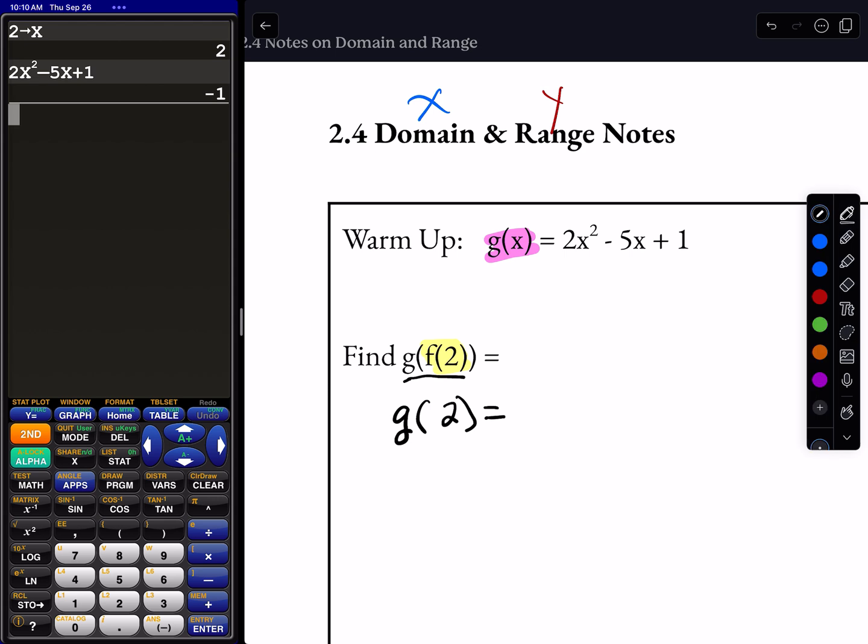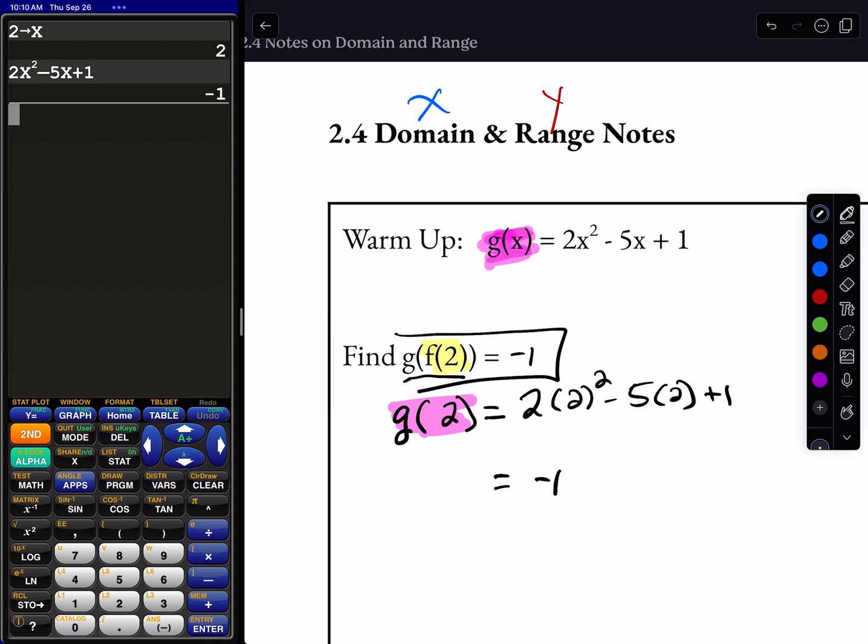And now what I need to understand is that I'm switching over to the g function. So g of 2 is this function up here, and I'm going to substitute in 2. So 2 times 2 squared minus 5 times 2 plus 1 equals, and you can see in my calculator I stored 2 into x and then typed in the expression, and I got an output of negative 1. So we can say g of f of 2 equals negative 1. Right, so there's some practice and review with some compositions here.